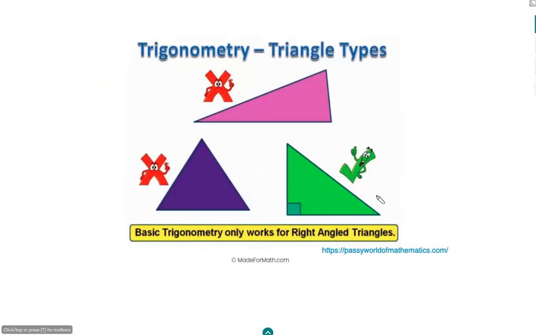Now, basic trigonometry only works with right triangles. So remember that a lot of the ratios and formulas we're going to look at later on will work just with triangles that have a 90-degree angle. And we know that because it has this square box in the corner that signifies 90 degrees.